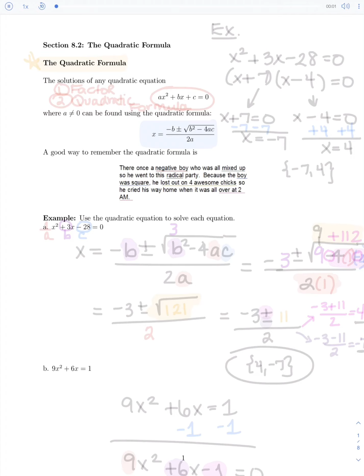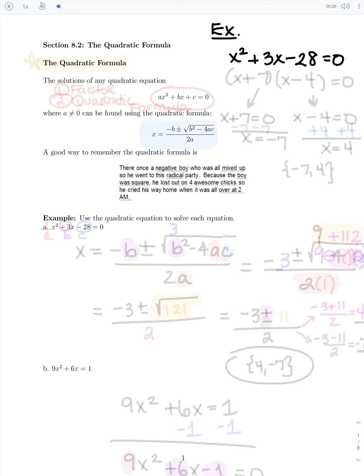In 8.2, we're going to look at solving quadratic equations again. Now, we've done quadratic equations in the past. As an example, we've looked at something like x squared plus 3x minus 28. And we want to make sure that these quadratic equations already equal 0, which this one does.